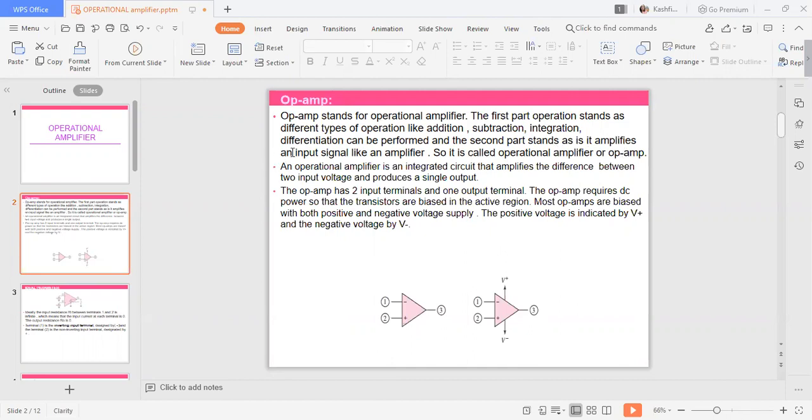The definition of an operational amplifier: an operational amplifier is an integrated circuit that amplifies the difference between two input voltages and produces a single output. The op-amp has two input terminals and one output terminal. The op-amp requires DC power so that the transistors are biased in the active region. Most op-amps are biased with both positive and negative voltage supply. The positive voltage is indicated by V plus and the negative voltage by V minus. So these two are the figure of an op-amp.